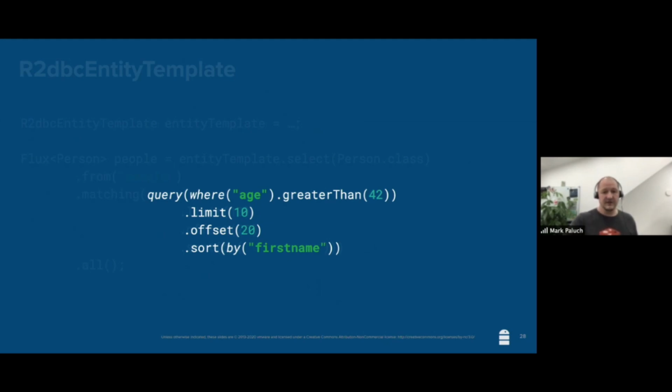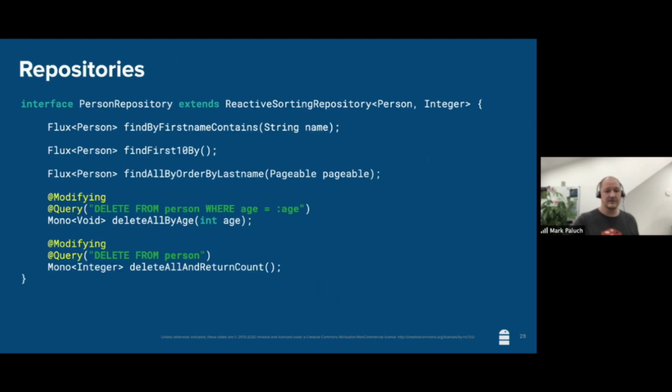And all this is a foundation for R2DBC repositories. R2DBC repositories work exactly as every other repository implementation themselves. You have query derivation. There is a possibility to even specify pagination details like find first 10, and you get a paginated query. You can specify pagination as an additional parameter.